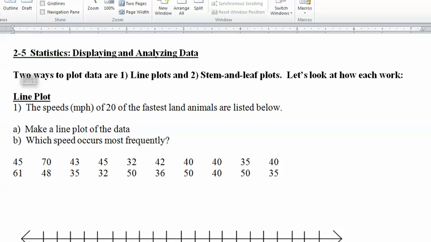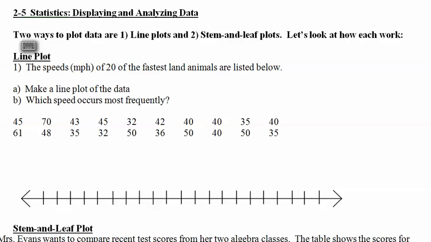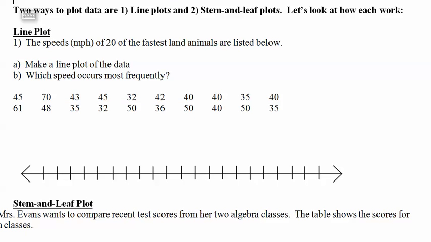Statistics, displaying and analyzing data. There are two ways to plot data, line plots and stem and leaf plots. So let's look at how each one works. All right, a line plot: the speeds of 20 of the fastest land animals are listed below. So we need to figure out where things go on this list.